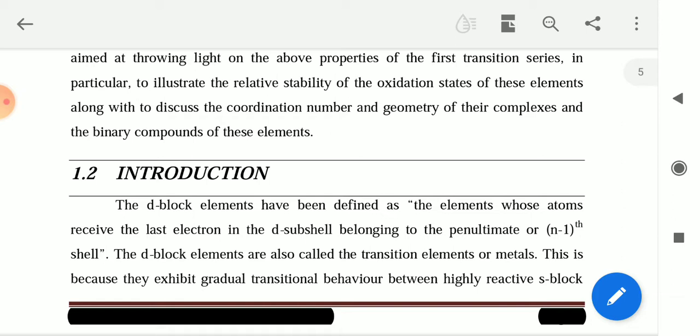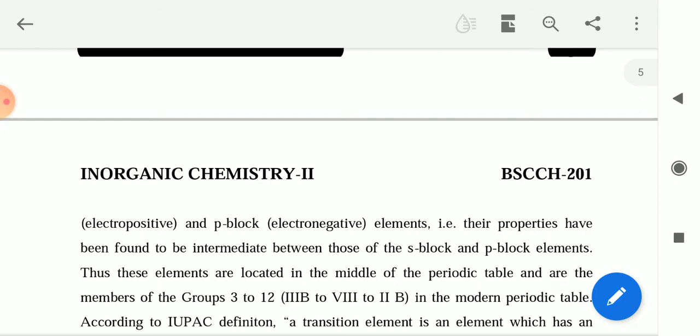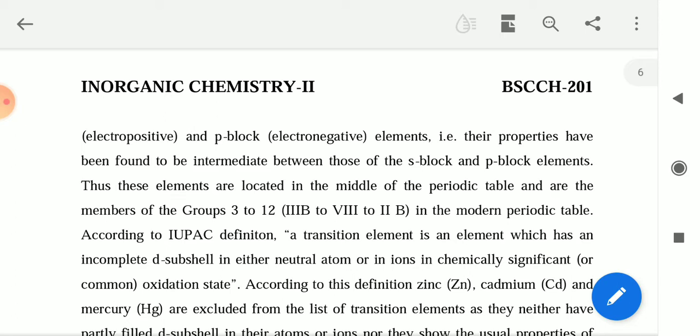Why are they called transition elements? Because they exhibit a gradual transition in behavior between the highly reactive s block elements and the p block elements. Their properties are found to be intermediate between those of s block elements and p block elements. Because of this, these elements are located in the middle of the periodic table and are members of group 3 to group 12 in the modern periodic table.